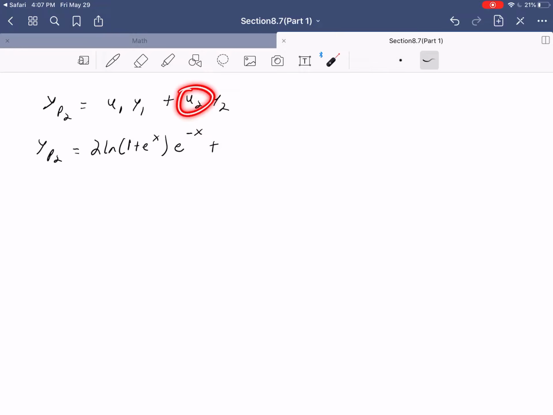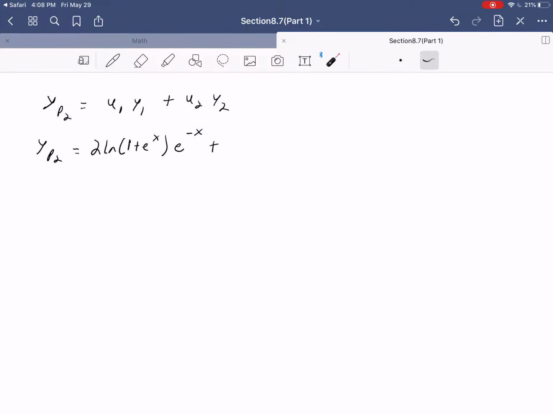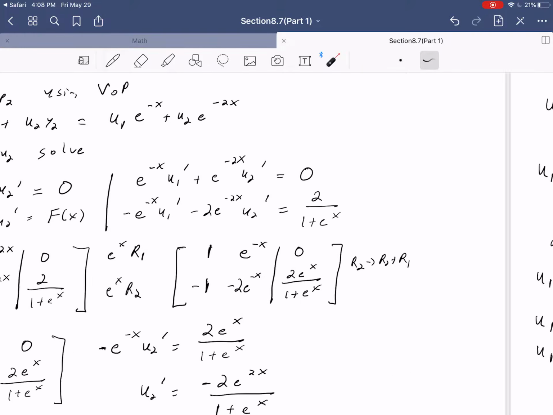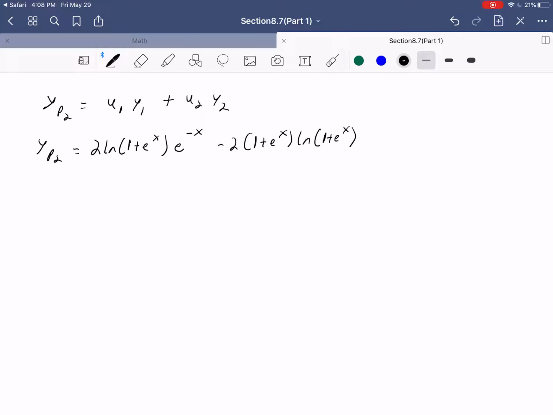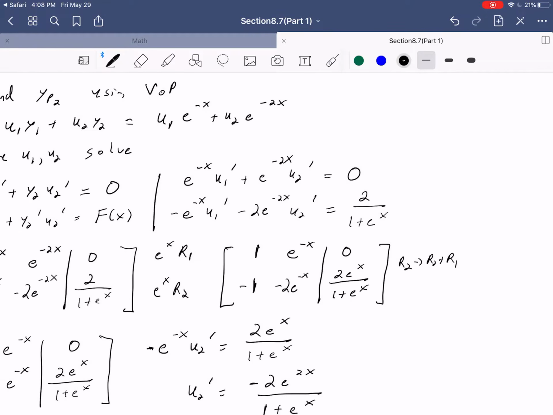Plus the u2 here, which is this horrendous mess. So minus 2. So we can just say minus 2 times 1 plus e to the x times ln 1 plus e to the x. And then y2, if we go back and hunt that down, was e to the negative 2x. So we can use that. e to the negative 2x. So there's our yp2.